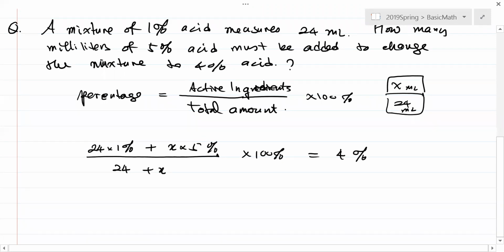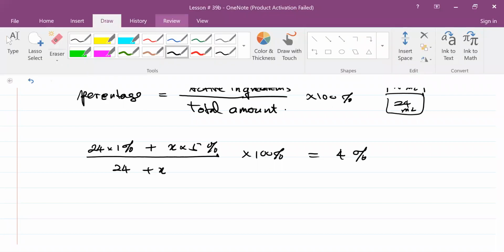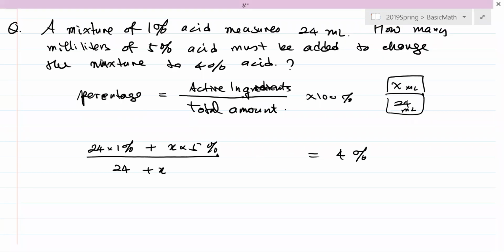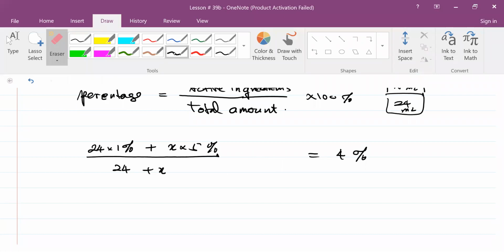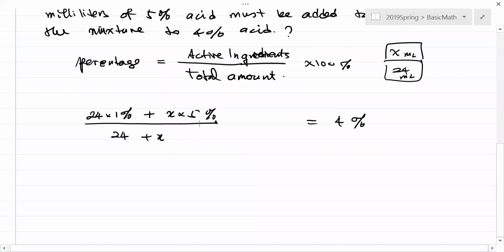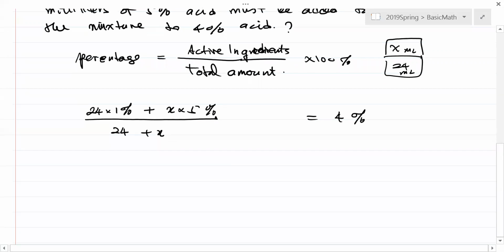If I use a percentage, I shouldn't get rid of the 100%. It depends on how they are written. This should be the correct formula, unless I wrote 0.01 times 24, then I have to put 100%. So anyway, this is the formula, and then you solve it.